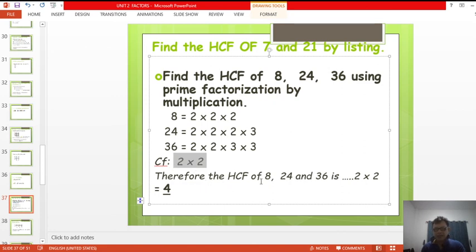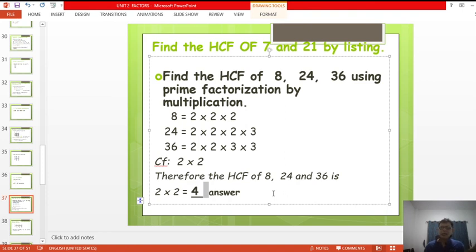Therefore, for the HCF, you just multiply this. You just multiply. 2 times 2 is equal to 4. So that is your answer. 4 is your answer. Let me make it look good. So that is what you do if you have 3 numbers to find their common factor. I hope you understand this lesson.